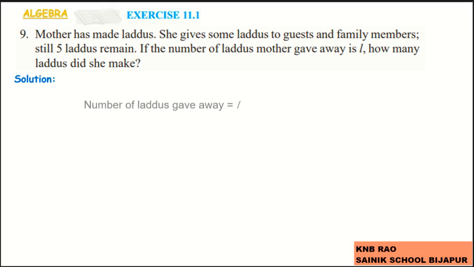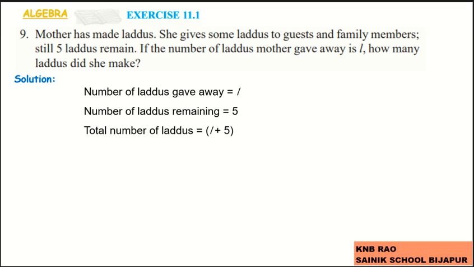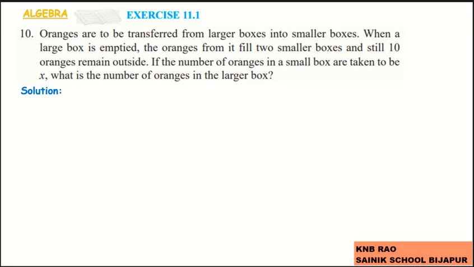So, she has already given L laddus, number of laddus given away by mother is L, and number of laddus remaining is 5. Therefore, total number of laddus that she made is L plus 5. So, coming to the main question number 10, oranges are transferred from larger boxes into smaller boxes. When a large box is emptied, the oranges from it fill 2 smaller boxes and still 10 oranges remain outside. That means for one bigger box, 2 smaller boxes are equal plus 10 more.